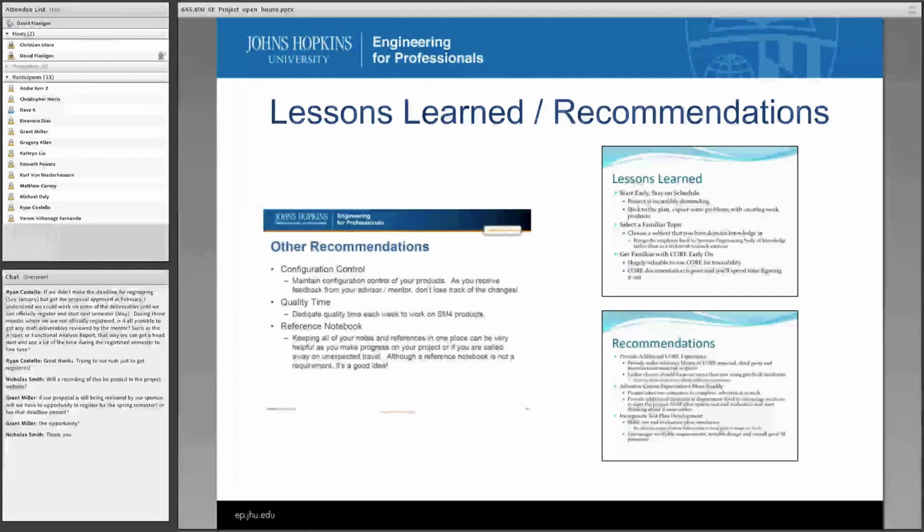Okay. And then the last couple slides here are just some other lessons learned and recommendations that we've also seen going through the program. Again, there are some other thoughts here about configuration control. We already talked about Blackboard. That's one way for configuration control. As you're talking with your mentor, you should probably have your own configuration control system. Is that your own computer, a dedicated flash drive, network, Box, whatever, to think about that.